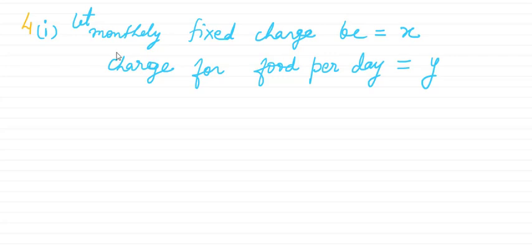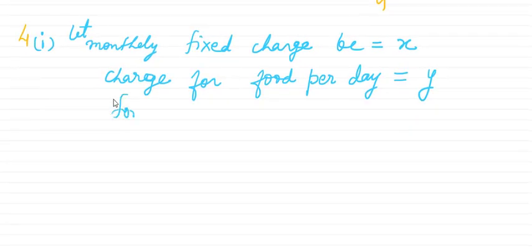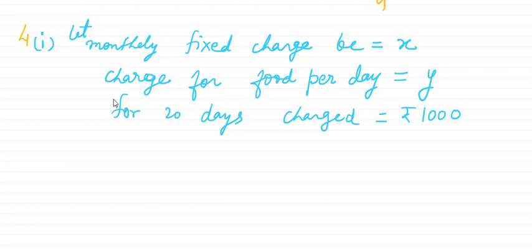Now, for 20 days the student was charged rupees 1000. The fixed charge will be the same, it doesn't depend on the number of days, so the fixed charge will be x. Now for food, she is taking the food for 20 days, so the charge for the food will be 20 into y, and that equals 1000 rupees. So that will give you equation number 1.